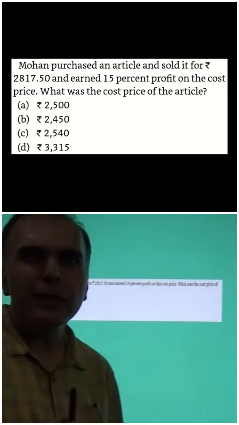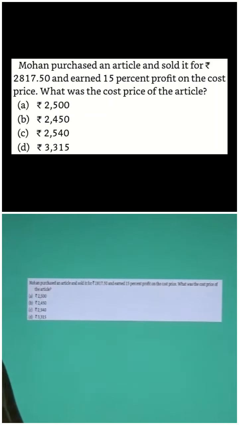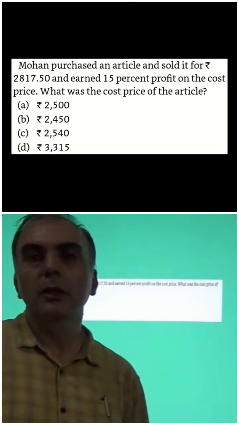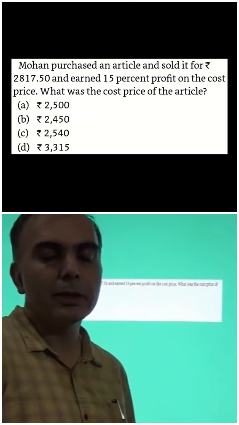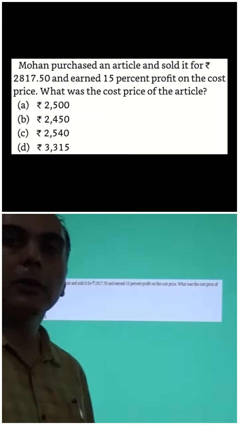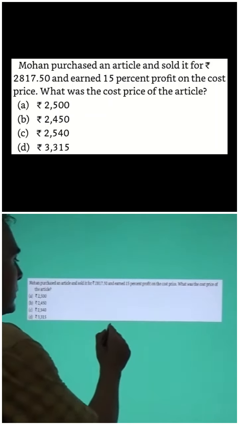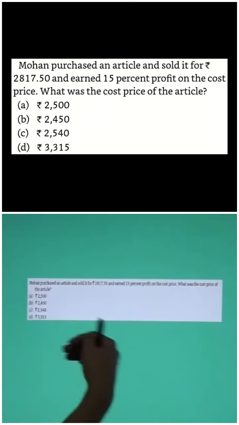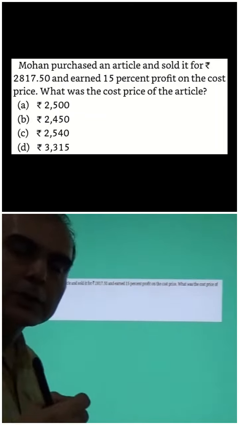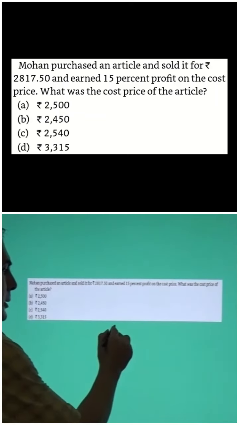Alright friends, I have a very interesting question on screen for you, and this is one question of profit and loss that you can expect as a grade 7 or a grade 8 student in your Olympiads too. And the question says that Mohan is selling an article for 2817 rupee 50 paisa.